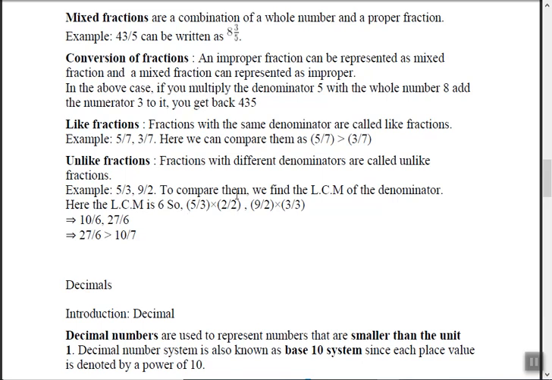Means 5 upon 3 and 9 upon 2. What is the LCM of 2 and 3? 6. So convert the denominators to 6. 3 2s are 6, so 5 2s are 10. 2 3s are 6, so above also 9 3s are 27. Yeah, we are not doing addition. So 5 upon 3 becomes 10 upon 6, and here it becomes 27 upon 6. So which is bigger? 27 or 10? So 27. That's why 9 upon 2 becomes bigger.